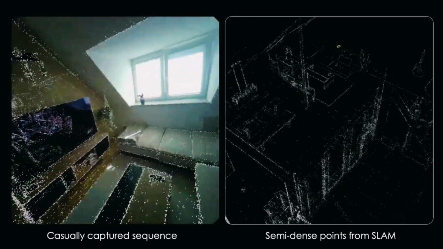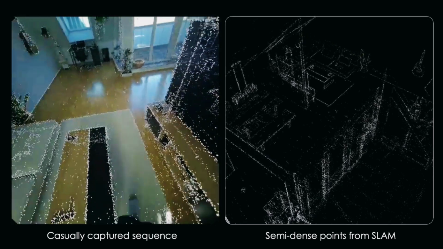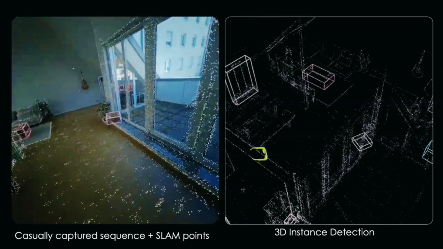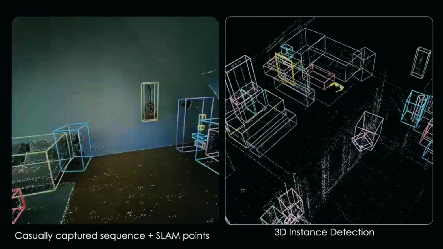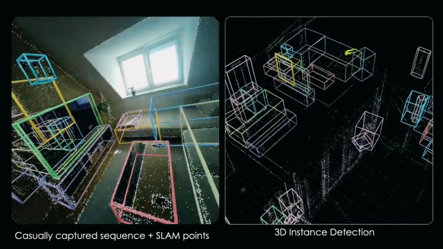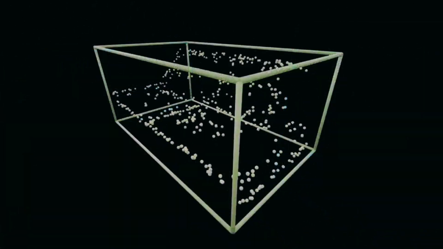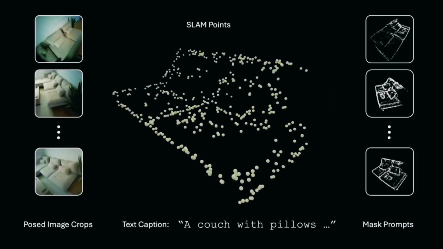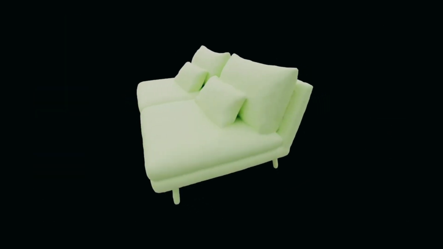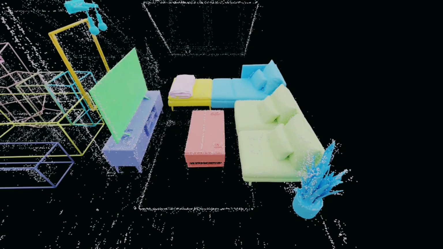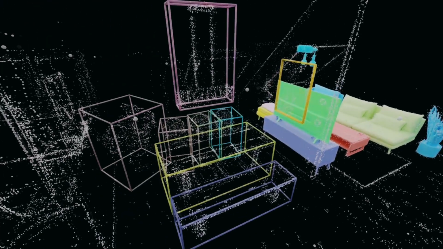Starting with a casually captured video sequence, such as the one on the left, we first pre-process the input to derive SLAM points and camera poses. An off-the-shelf 3D instance detector then identifies all objects within the scene. Using these multimodal pre-processed inputs for each detected object, ShapeR generates a complete 3D geometry. Applying this process to every object results in a complete object-centric 3D reconstruction of the entire scene.